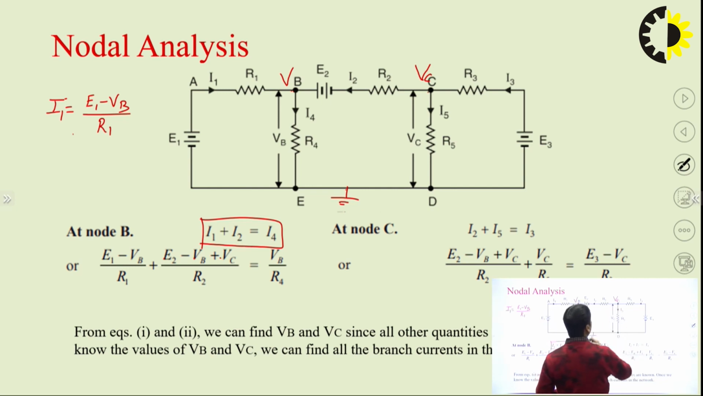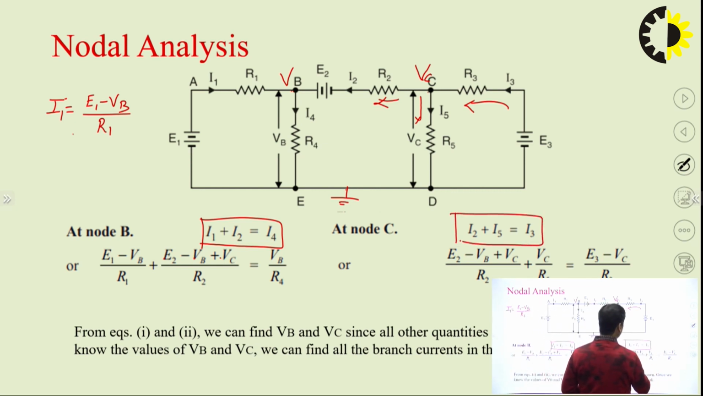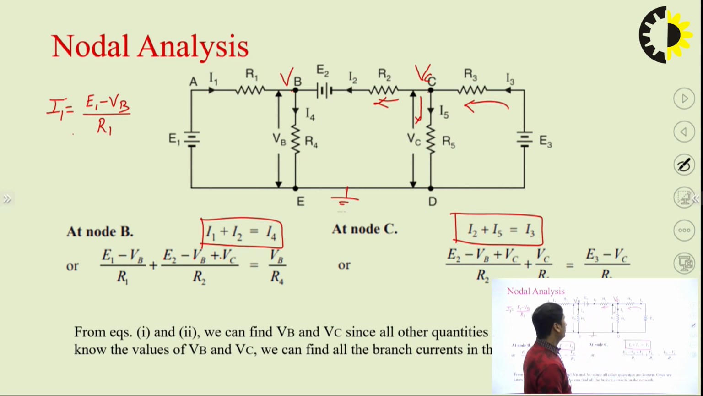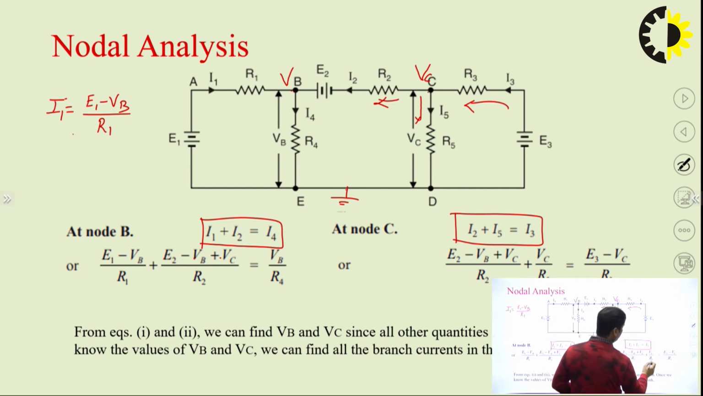So at C, we know that I3 is equal to I2 plus I5. The I3 is coming from here. This is I5 and this is I2. So I3 is equal to I2 plus I5. So what is I2 again? I2 again is this current. So E2 minus VB, whatever we have done over here, is I2, plus I5, that is VC upon R5, is equal to I3.